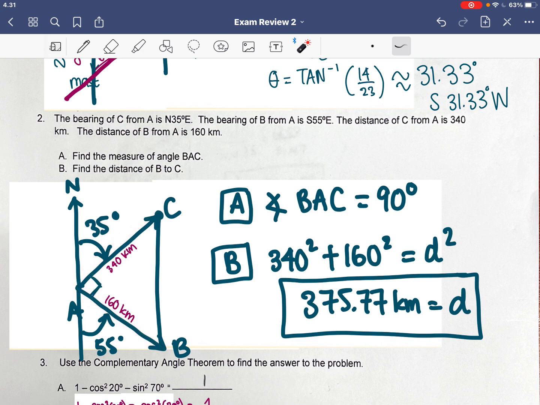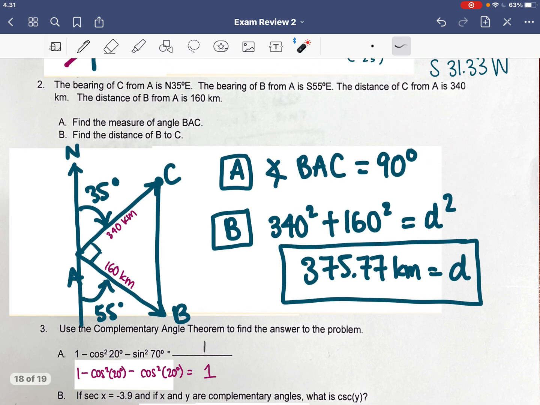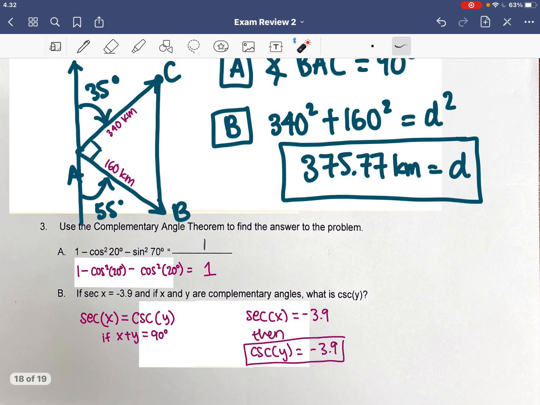So how did I know that was the right angle? Since this is a straight line, we know what this is, we know what this is. Add these up, and then subtract it from 180. Okay, so that's how I get the 90. All right. And then they ask for the distance between B and C. That's just the hypotenuse. We know the legs. Use Pythagorean theorem. All right.